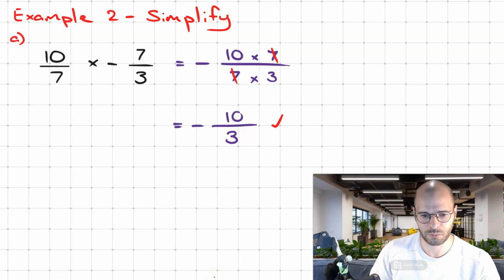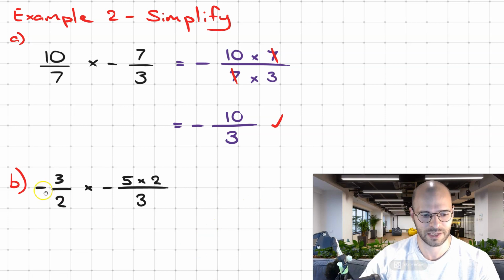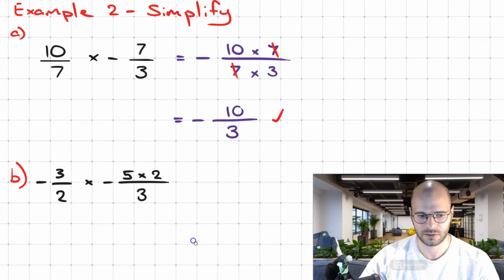Let's go to example B. Example B, we have negative 3 over 2 times negative 5 times 2 over 3. We have a question of similar complexity. Where this cosmetically looks different is that we have two negative signs. Secondly, in the second fraction, we have a times going on already. The way in which we're going to deal with this is using the exact same method we used up here. So let's give it a go.